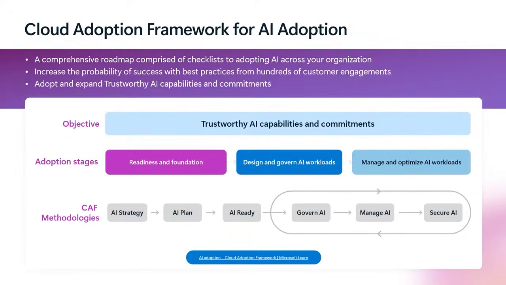The AI adoption scenario within the Cloud Adoption Framework essentially gives you the mechanism of applying those stages and those phases to your AI adoption at your enterprise. And as I mentioned, for the whole of your organization, not just for one particular workload. So you can basically use the Cloud Adoption Framework methodologies for strategy, plan, ready, govern, manage, and secure, but focused particularly on AI.